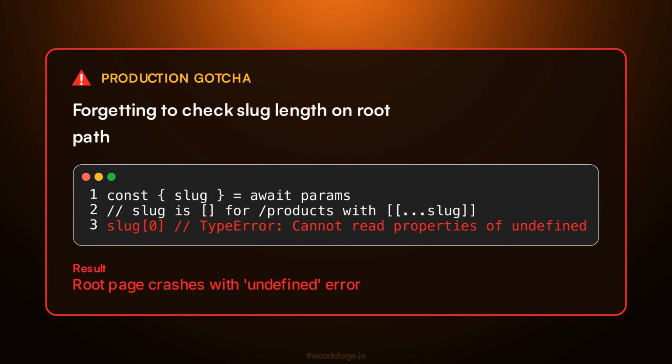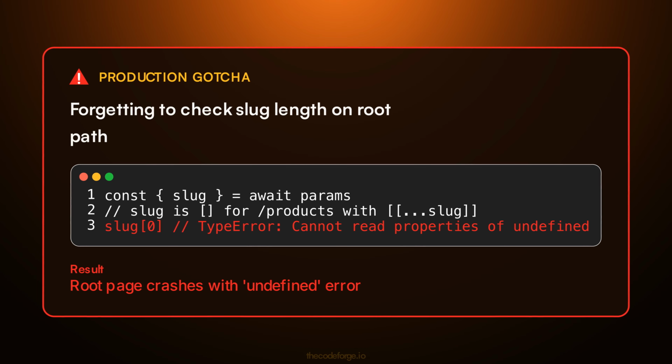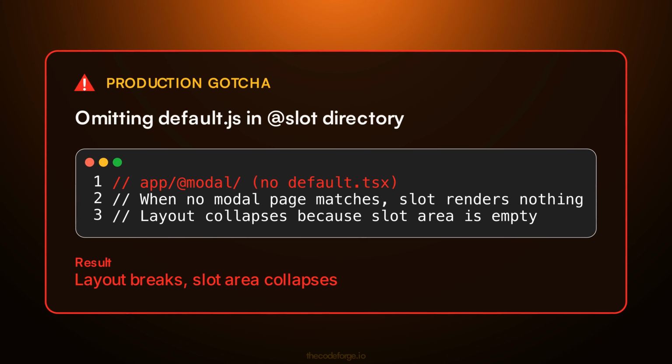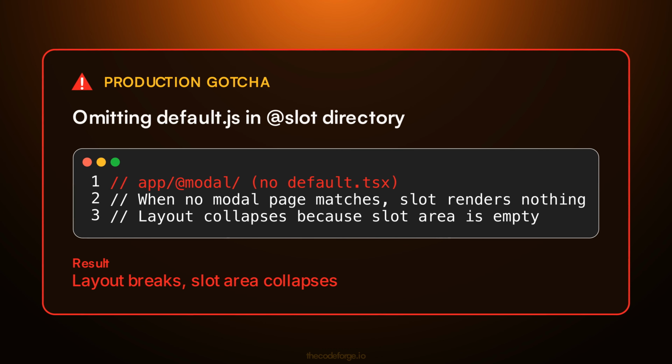If you use [[...slug]] and access slug without checking length, the route page will crash because slug is an empty array. Always guard with if slug.length == 0 before accessing elements. Every parallel route slot needs a default.js at every level. Without it, the slot renders nothing when no page matches, which can break the layout. Always provide default.js even if it just returns null.